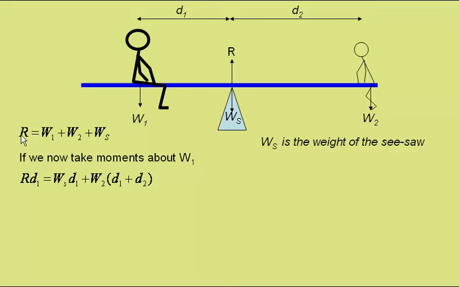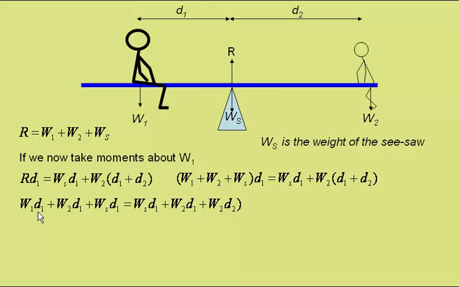But here I found that R was equal to the sum of the 3 weights, and so I can expand this out as (W1 plus W2 plus Ws) D1 is equal to the clockwise moment provided by the weight of the seesaw plus the clockwise moment provided by the smaller person. Expanding out the brackets on both sides gives W1 D1 plus W2 D1 plus Ws D1 is equal to Ws D1 plus W2 D1 plus W2 D2.